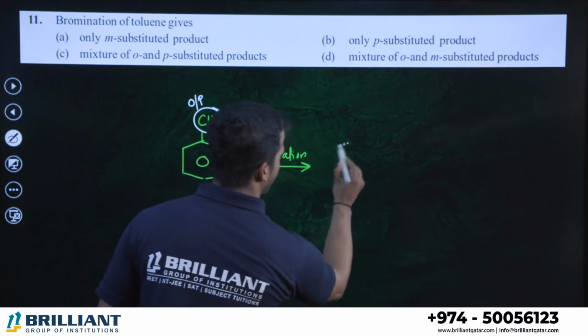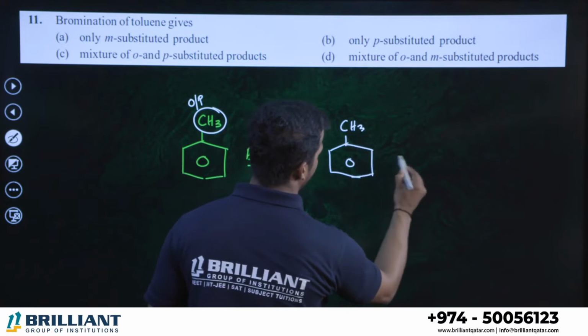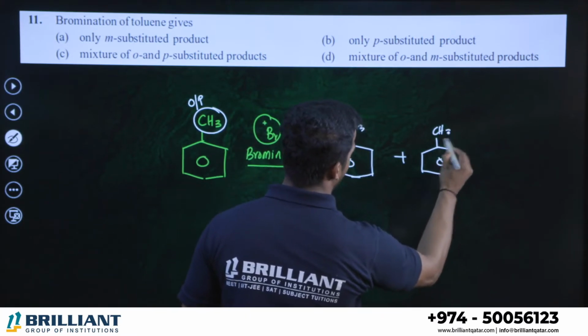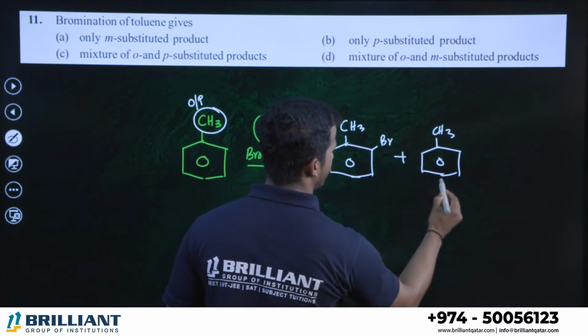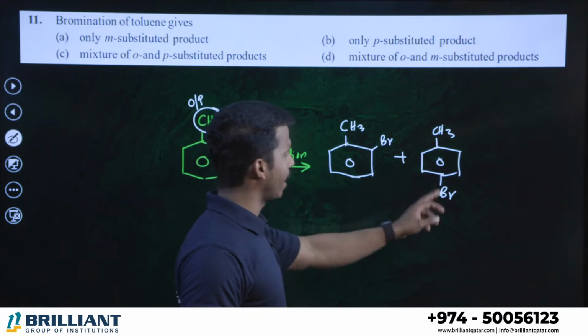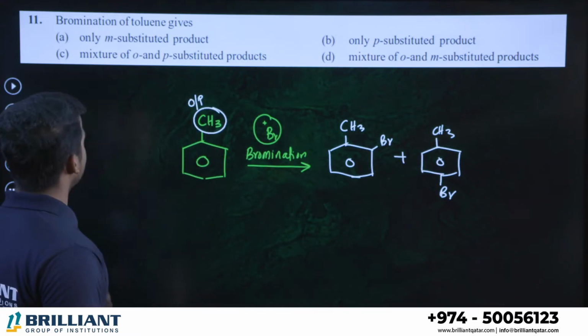So your product will be, 2 products will get it, right? This is toluene plus bromine: 1 bromine at the ortho position, 1 bromine at the para position. Ortho bromo toluene, para bromo toluene. These are the products you are getting. So what's your answer? Answer is the right.